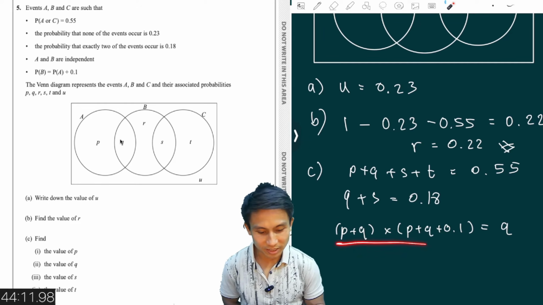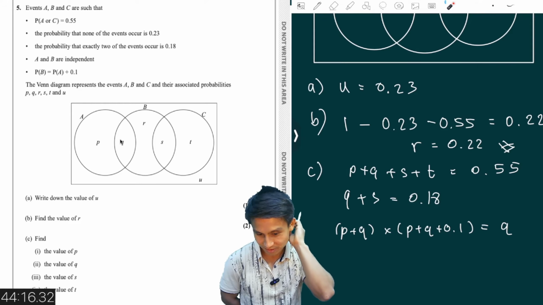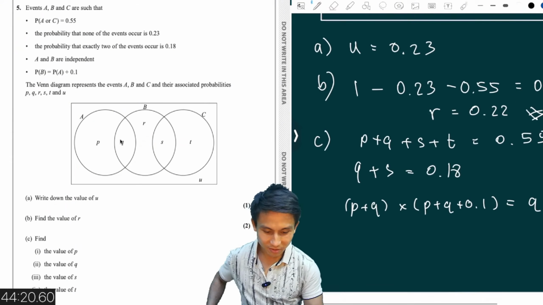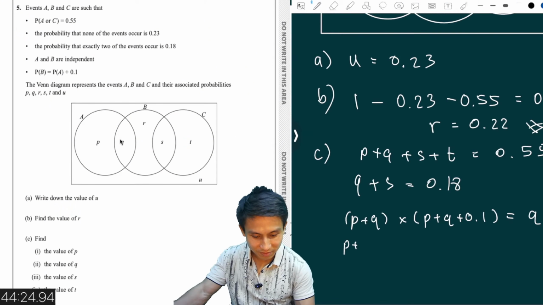I don't want to expand this, but if that's the last resort and it will help us, then why not? See if it's actually helping us. Okay, I'm going to try expand that. So it is basically just P plus Q.